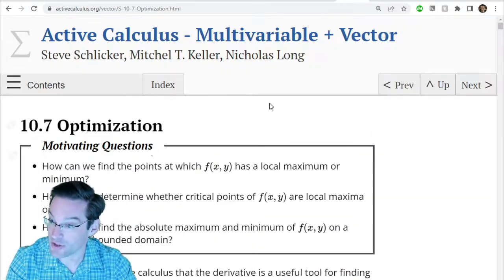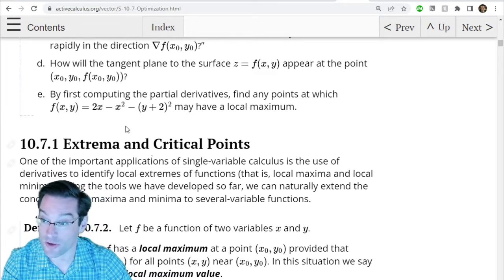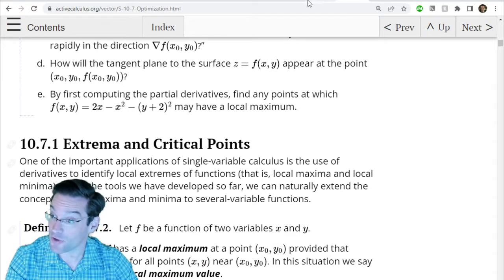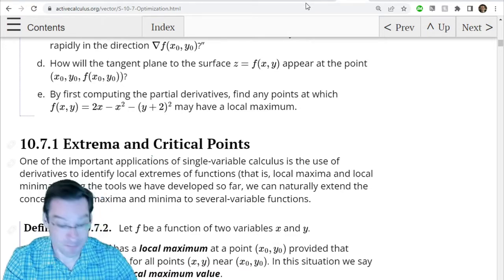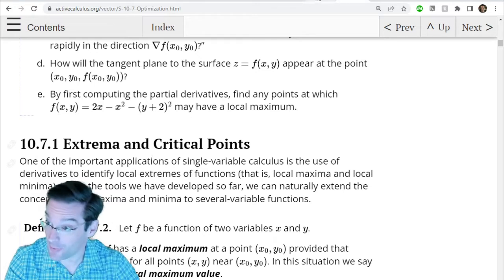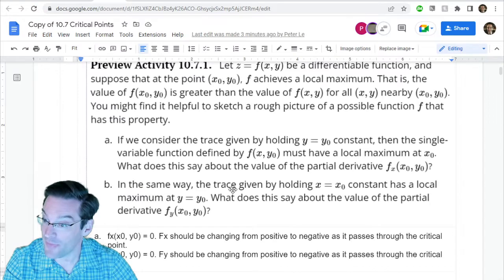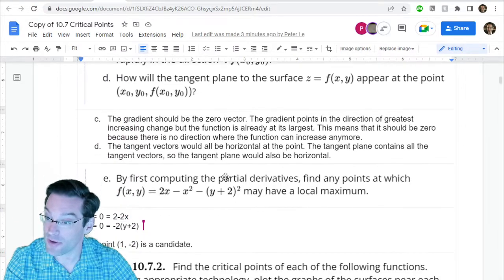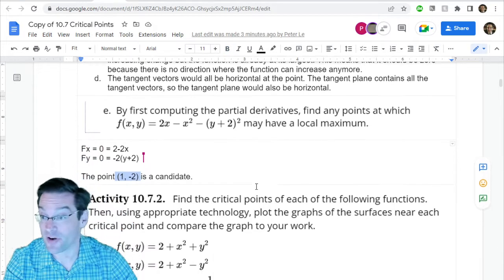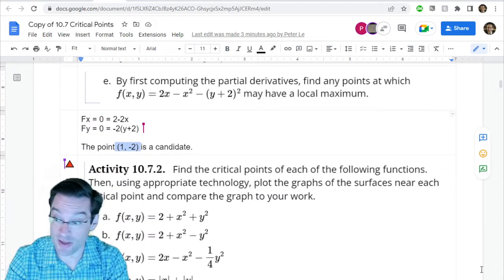And so then you had the opportunity to practice figuring out where the gradient vector of a given function is equal to 0, and the function you were given here was 2x minus x squared minus the quantity y plus 2 squared. So you found the partial derivatives of that function with respect to x and with respect to y, set them both equal to 0, and then solved for x and y. And in the process, you found that the point at which both of them vanish at the same time is the point 1 comma minus 2. So if this function has a local maximum point, then 1 comma minus 2 is probably its location.